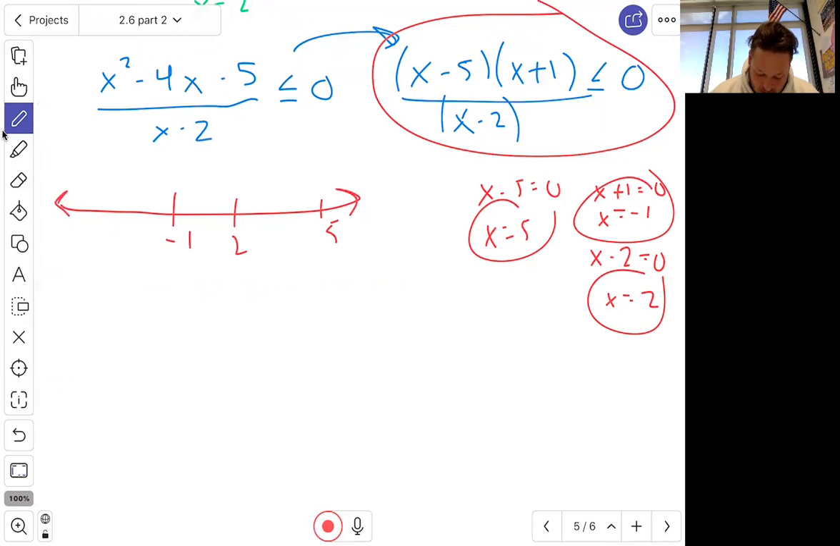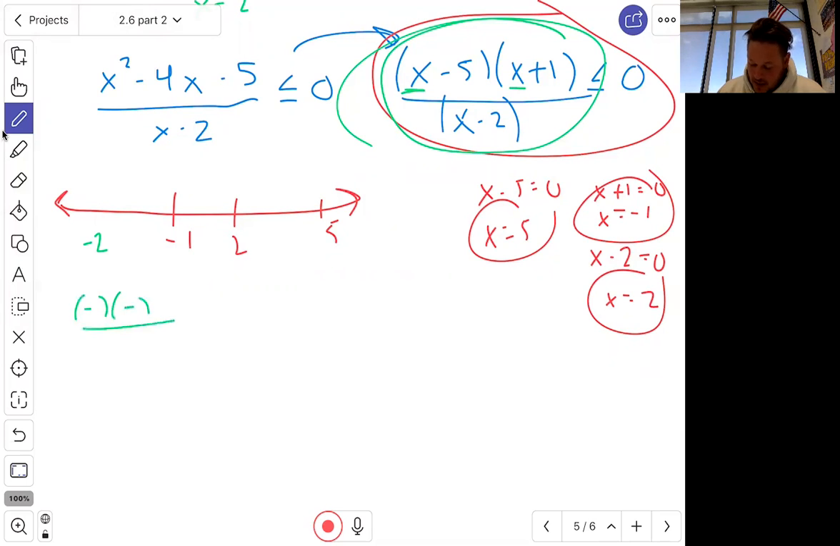So the first one I'm going to do, I'm going to test negative 2. And again, when we plug in, plug into your factored form. Otherwise, you're going to have a bad time. So here we go. Negative 2, if I plug it right in here, negative 2 minus 5 is negative 7. So that is a negative. Negative 2 plus 1 is a negative. And negative 2 minus 2 is also a negative. So a negative times a negative on the top is a positive. And we have a negative on the bottom. So I have a positive divided by a negative, which means it's going to be a negative.